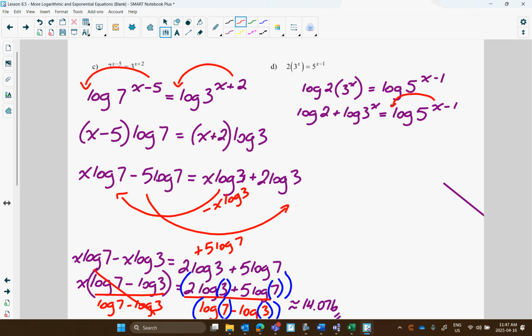Are there any other exponents to bring down? Yeah, here. So log 2 plus x log 3 equals, and whenever there's more than one term in the exponent, make sure you put parentheses around it, x minus 1 log 5.